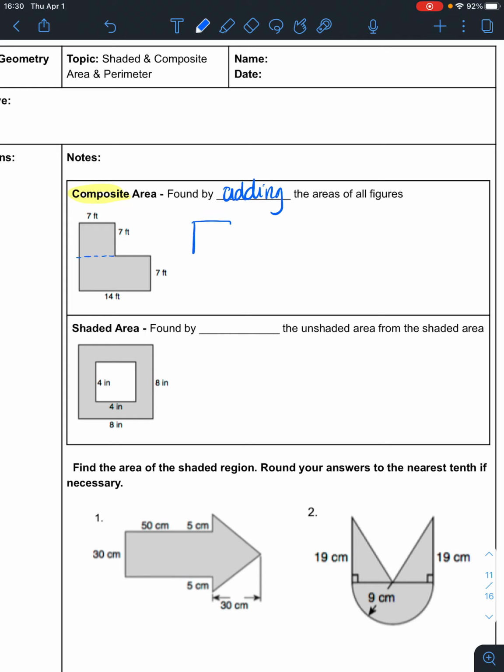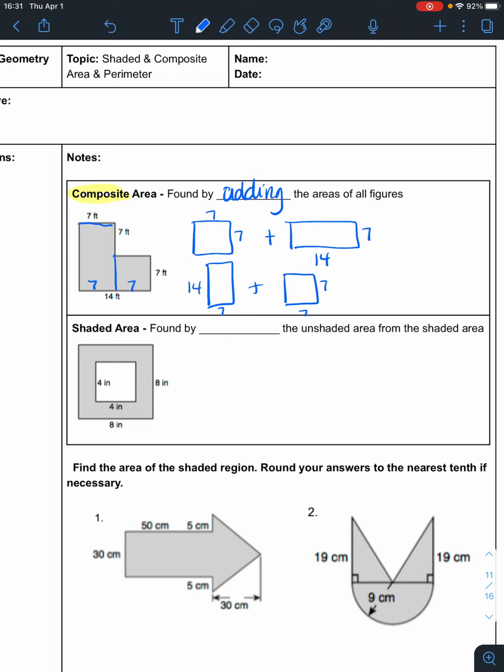Now, you can break this shape into whatever figures you want. So we can make it into a 7 by 7 square, and we can add a 14 by 7 rectangle. We could also turn it the other direction. Pay attention, because this is 7, and that just happens to cut that 14 in half. It's not always going to be in half. But then we can take this 7 by 14 rectangle and add to it a 7 by 7 square.